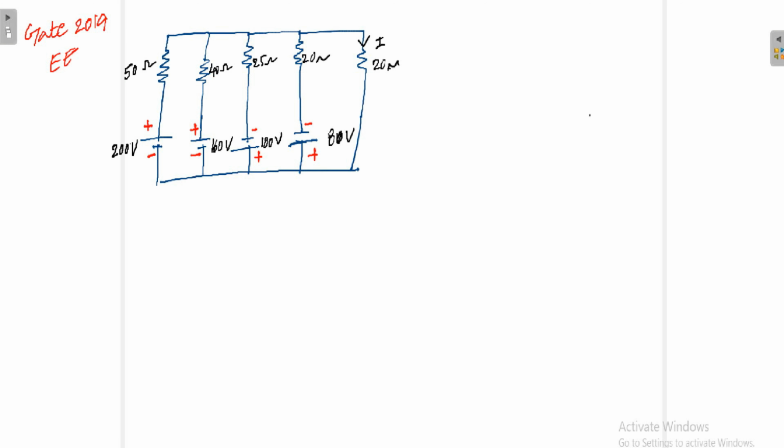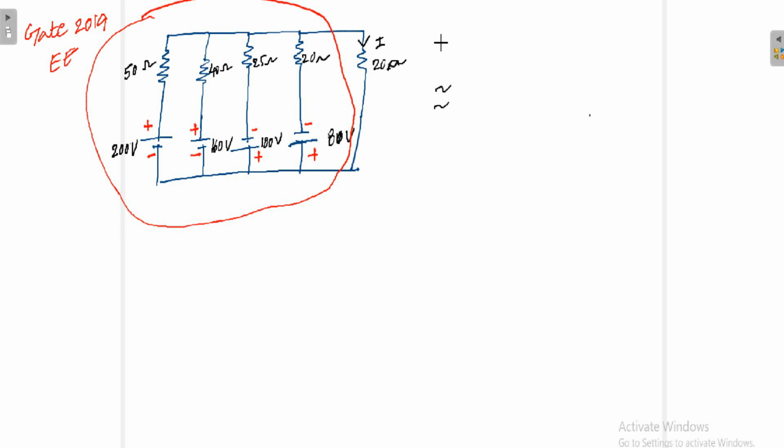So after seeing this question, you have to get an idea: by applying Millman's theorem, it makes my problem easy. By using Millman's theorem, you can replace this total circuit except the 20 ohms. Millman's theorem states that voltage sources in series with resistances, here 4 voltage sources in series with 4 resistances, are connected in parallel.